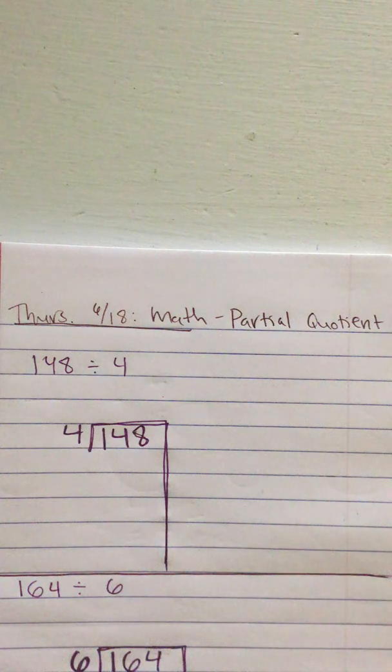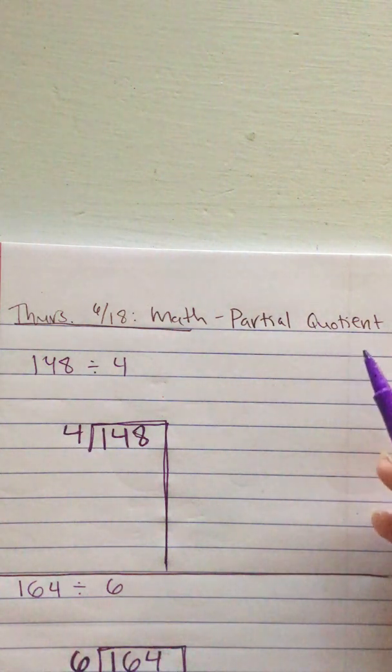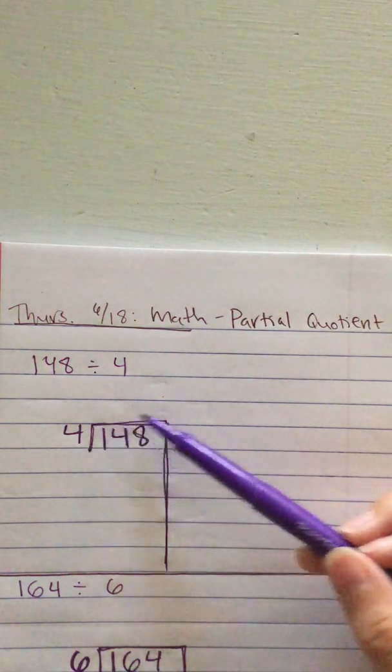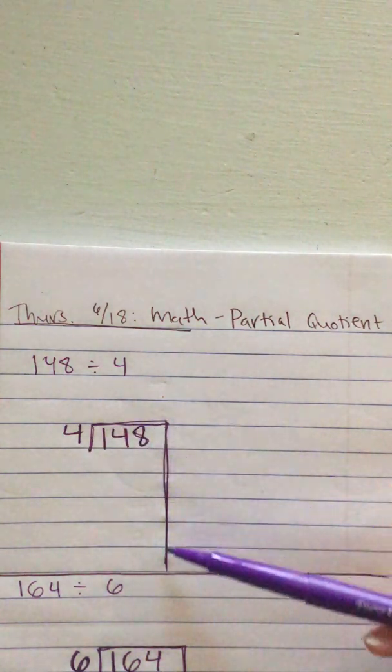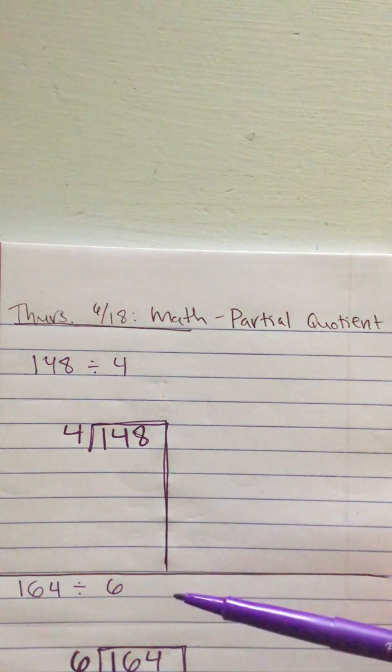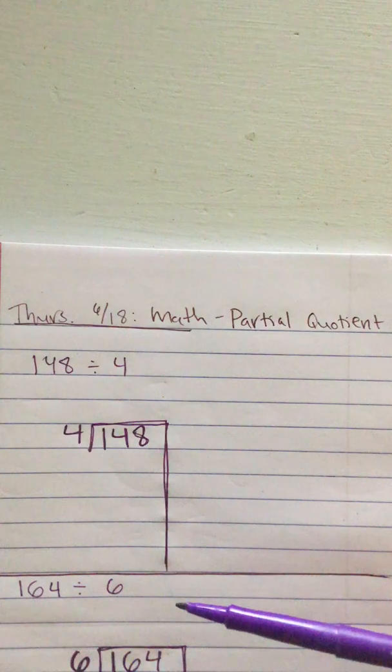So another division strategy is using partial quotient. So it looks like this. It's like in the house, and we drag this all the way down to solve. So it's kind of a one step before you learn long division in 5th grade.